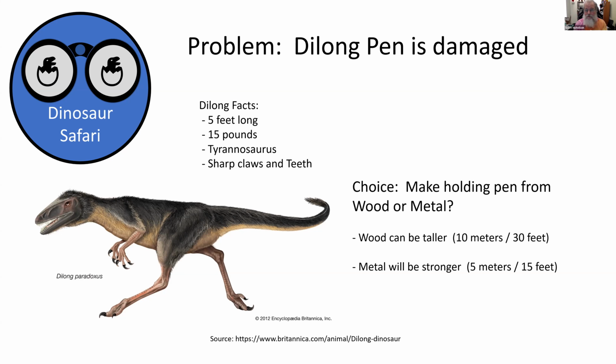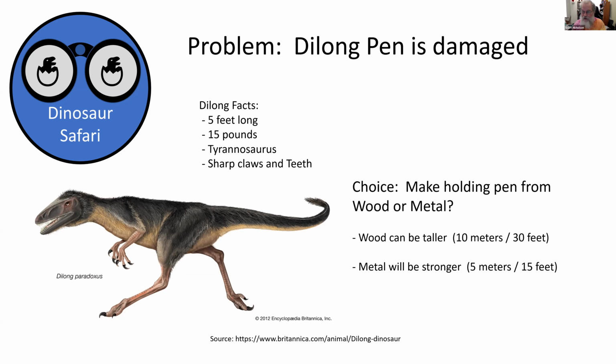So the story world that I'm using here is the dinosaur safari. You're all working at the dinosaur safari. And you've got these dinosaurs, their pen is damaged. Now what you know about the dinosaurs is that they are the D-longs. They're about 5 feet long. They weigh about 15 pounds. They're like baby Tyrannosauruses, so they're nasty, but they're smaller, but they do have very sharp claws and teeth.